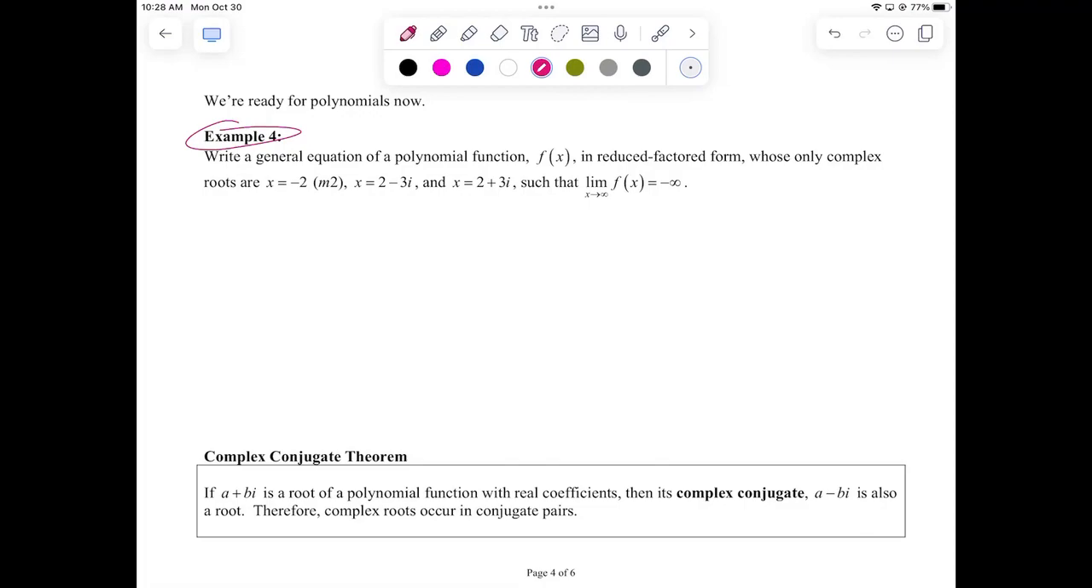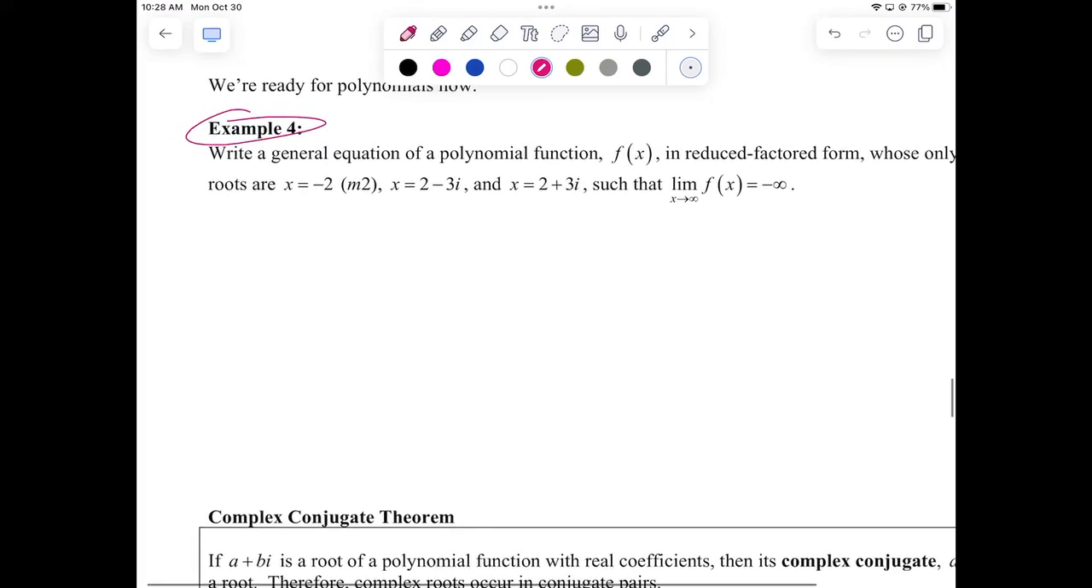All right, write a general equation for the polynomial function in reduced factored form whose only complex roots are -2, multiplicity 2, 2 minus 3i, and 2 plus 3i. Oh, and by the way, the right-hand behavior is negative. Okay, first things first. We want a general equation, so that's going to have our a in it. And reduced factored form, remember, means the pretty form. So I'm going to start by saying f of x equals, I'm going to put the a in there to begin with. Now we use the factor theorem.